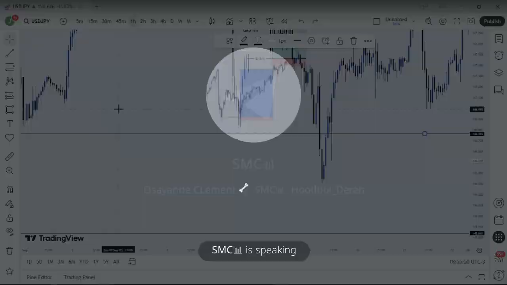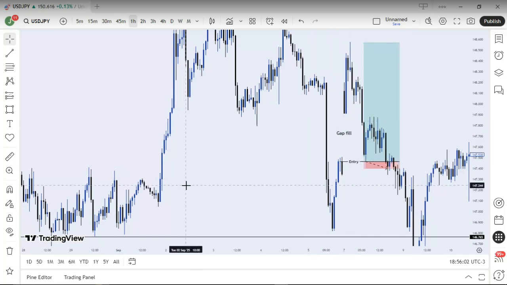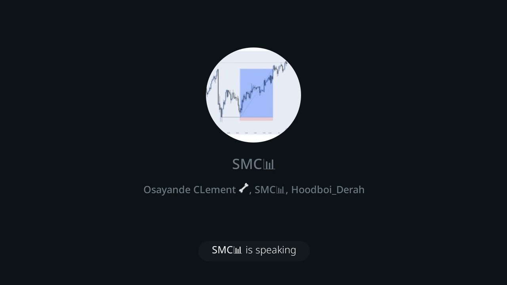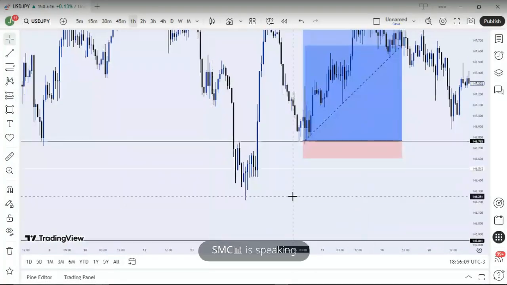This trade was lost. This trade is my fault. I was thinking price was going to fill this gap, but my bias was actually bearish. I wanted price to fill this gap, then take out this liquidity. But it's all good, it's all clear. So, this is a break. I'm looking for other blocks. Let me check gold.